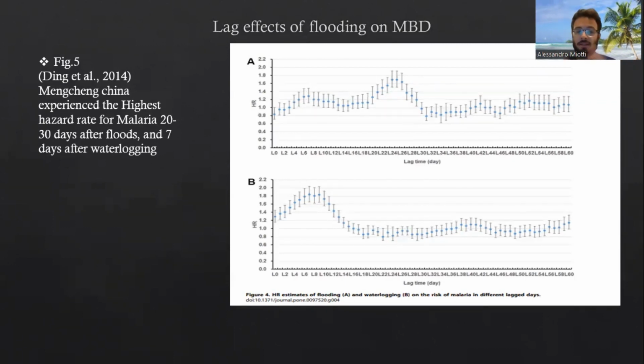And what we can see here is that the hazard ratio of malaria, or contraction of malaria, is extremely high for flooding, graph A, from day 22 to day 28. And similarly for waterlogging in graph B, it's from day 4 to day 10, or day 2 to day 12 if you want to be more broad. And as we can see, it's completely different times.